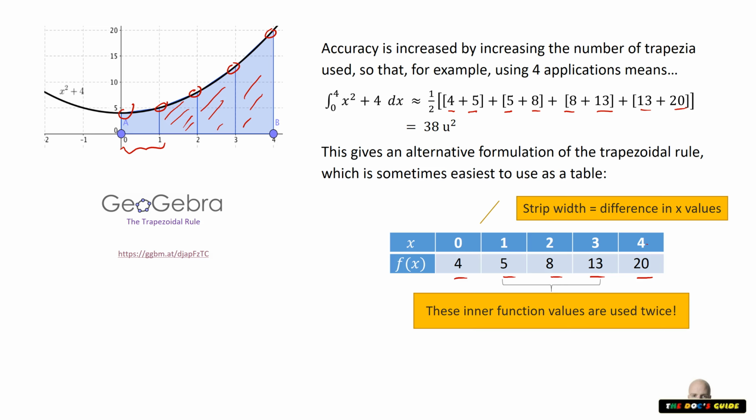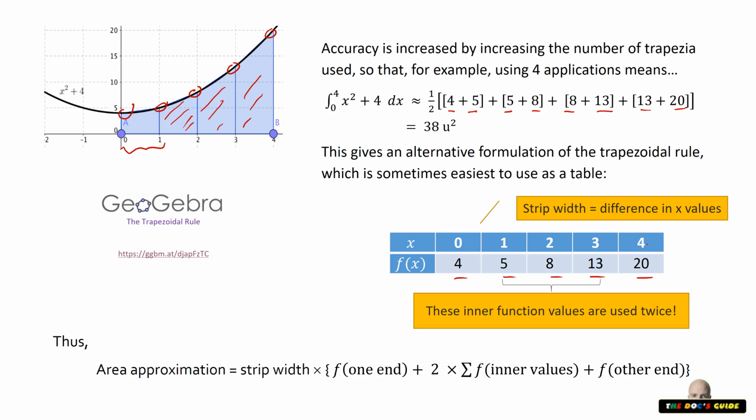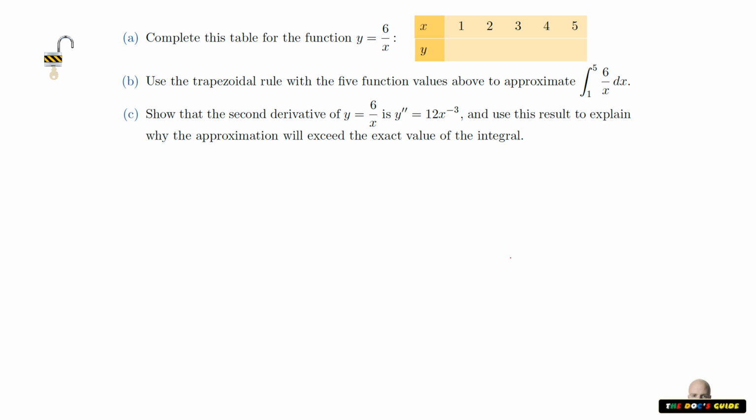The inner function values, as we saw above, are used twice, and so the area approximation is the strip width times the function of one end, the function of the other end, and 2 times the function of all the ones in between. So one of these, and 2 of all of those.